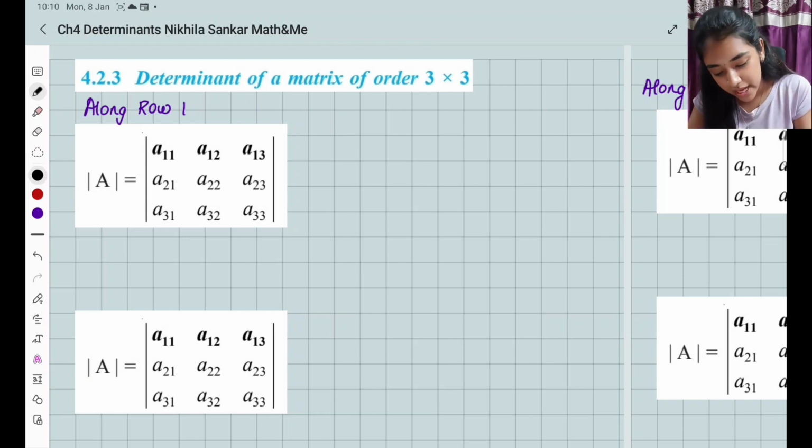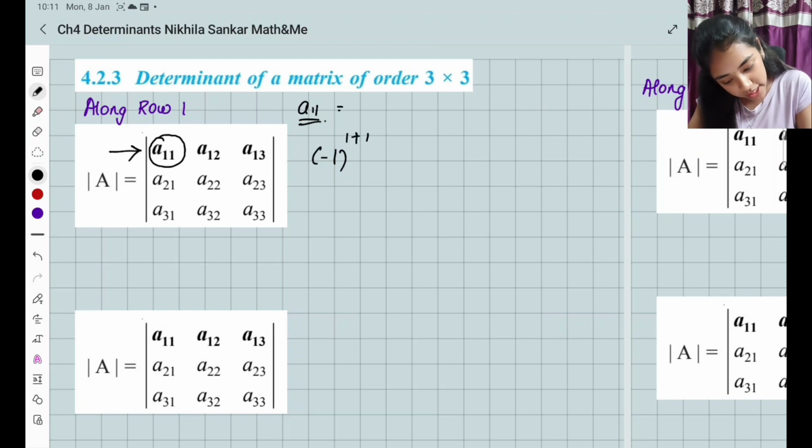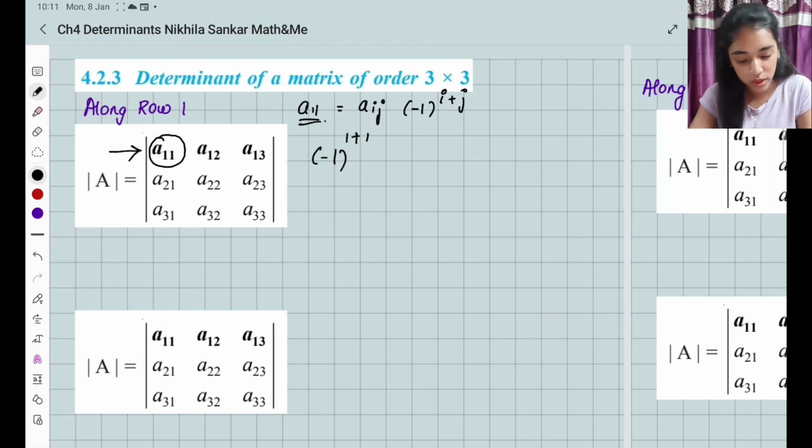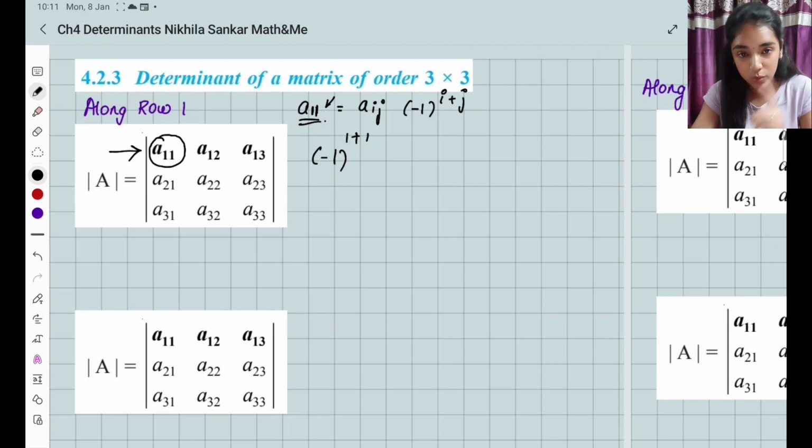How is it going to be? I'm going to take the first element. Okay, row 1 means this row. Okay, so I'm going to take the first element. Now according to A11, the values are going to be minus 1 to the power 1 plus 1. What is this 1 plus 1 here? For example, if this is aij, I have minus 1 to the power i plus j. This is this 1 plus 1. So what is there at this place? I have 1 and 1, right? So minus 1 to the power 1 plus 1.